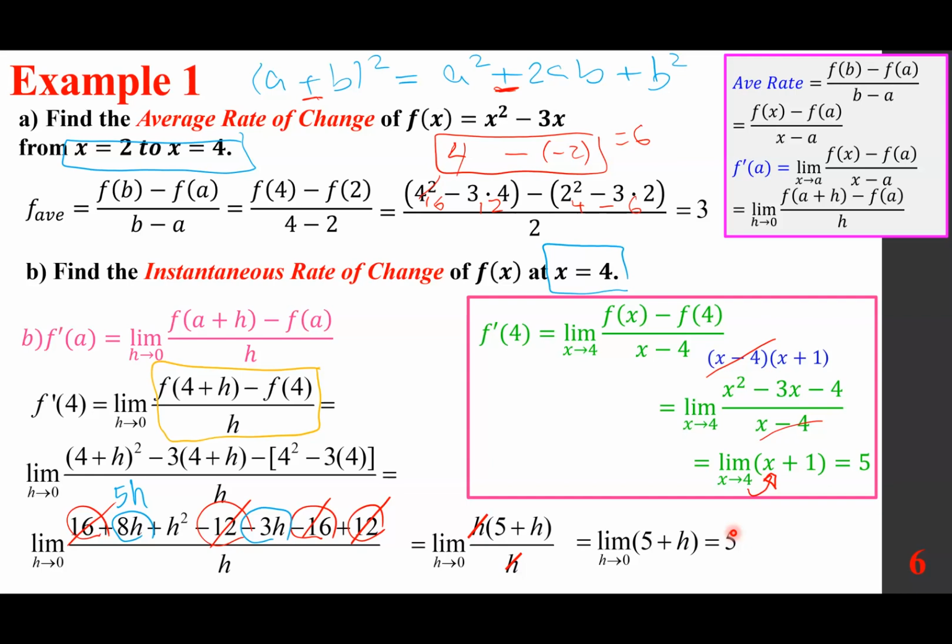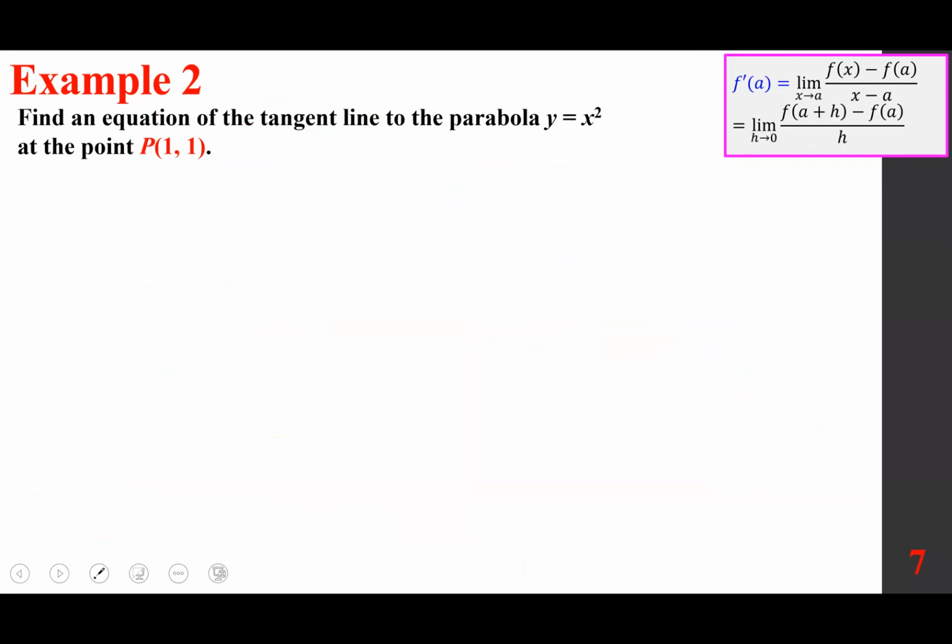We are going to move on. We want to find an equation of a tangent line to the parabola y equals x squared at the point P with coordinates 1 and 1. Please understand, if x is given, you plug in and you get the same answer. They don't have to give us both. If they give us just x, that is good enough.